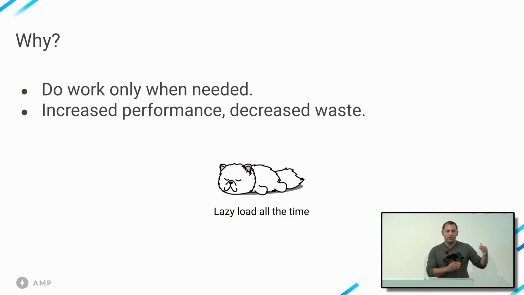If there is a component that's a few viewports down the page and the user may never even get to it, what's the point of going and fetching all this data and running all this JavaScript? There is no point. So the AMP runtime decides when it's a good time to fetch and do expensive work for a component. And it leads to increased performance and decreased waste.